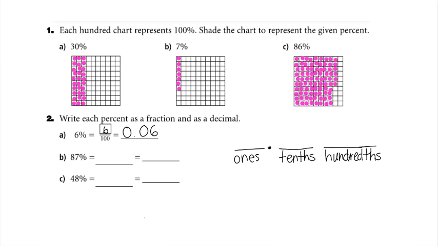So then 87% is the same sort of idea. It's still a percent, so it's still out of 100. So we're going to write 87 out of 100. And then we're going to make sure that 87 ends in the hundredths place. So that 7 should land in the hundredths place. Okay, and then we're going to look at 48%, same thing. It's out of 100, so we're going to write 48 out of 100 and then 48 hundredths. And so there we go.